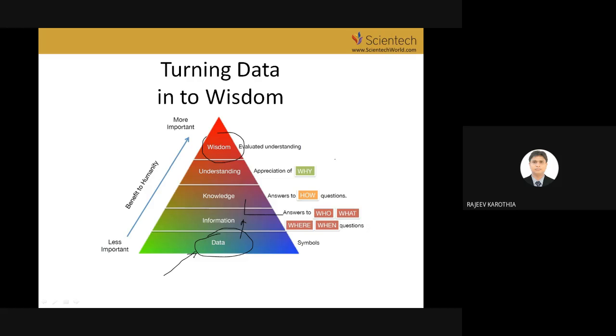So we have to ask a few questions, like where we have collected this data, when we have collected this data, whose data is this, and what is the data, meaning what process is there, so that this data becomes information. And if you ask relevant questions, like how you have collected the data and what is the method of collecting your data, that becomes your knowledge.